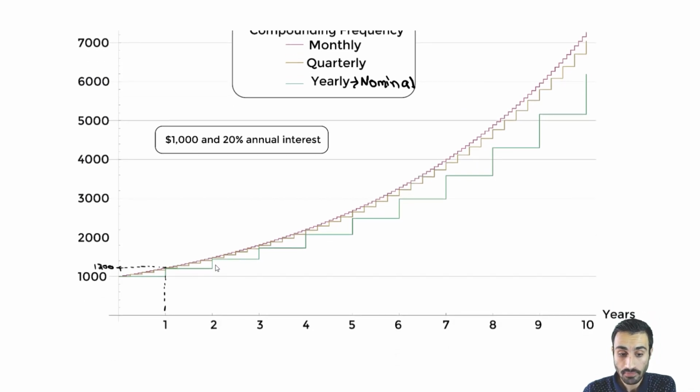And we do that for the second year. So the previous balance that we're going to start with is 1,200, and then you add 20% on top of that. So you take 20% of 1,200. So 1,200 times 20%, you get 240. So you take 1,200 plus 240. So at year two, we're going to get 1,440. And we're focused on the green line there. We should get somewhere here, right? For the green yearly compounding frequency, which is just a nominal.